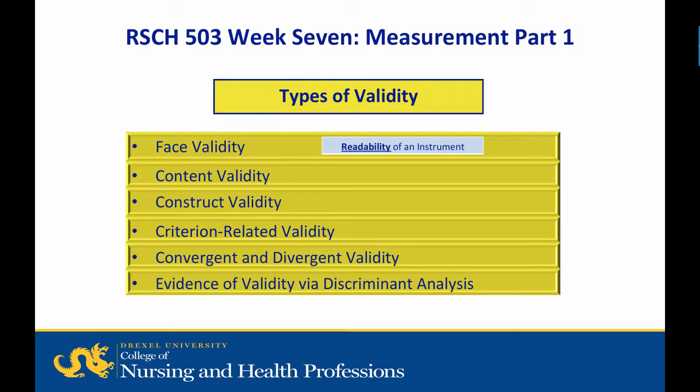There are 6 types of validity to consider when examining an instrument's validity. Each of these types of validity is examined separately. 1. Face validity, or readability of an instrument. 2. Content validity. 3. Construct validity. 4. Criterion-related validity. 5. Convergent and divergent validity. And 6. Evidence of validity via discriminant analysis.